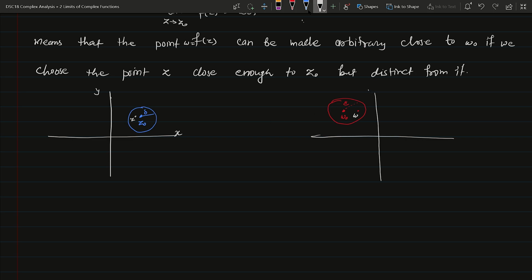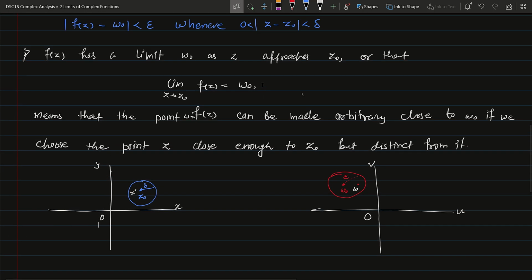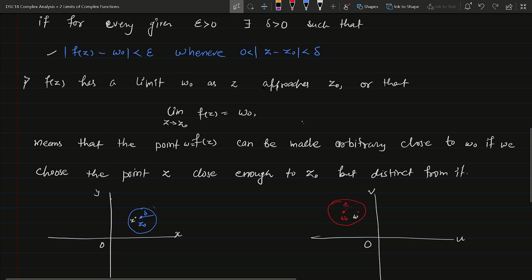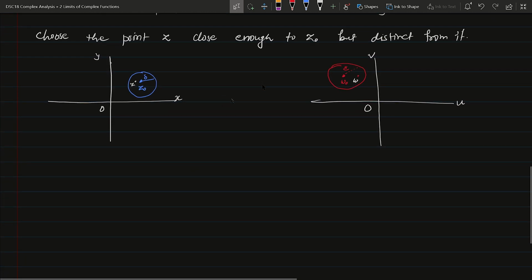This is v and this is u, origin, image of origin under the function f. Okay, so this is how we can identify the neighborhood, or you can say this mathematical phenomenon.